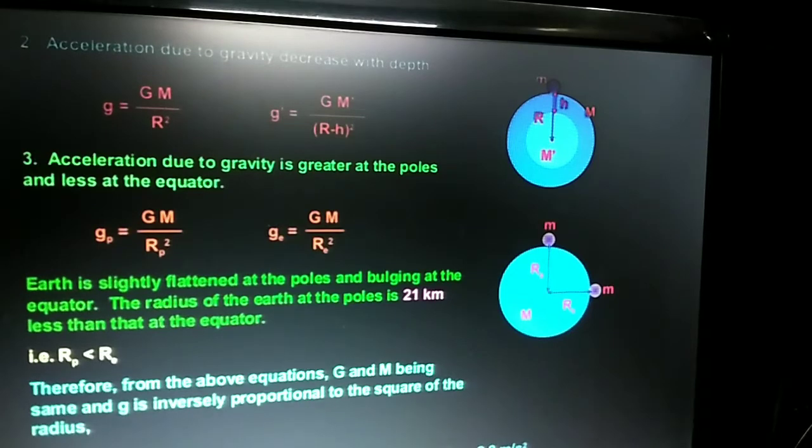For example, by calculating using the above equation, the gravitational acceleration at the poles is equal to 9.823 meters per second square, whereas at the equator it is equal to 9.789 meters per second square, and the average value of g is equal to 9.8 meters per second square.